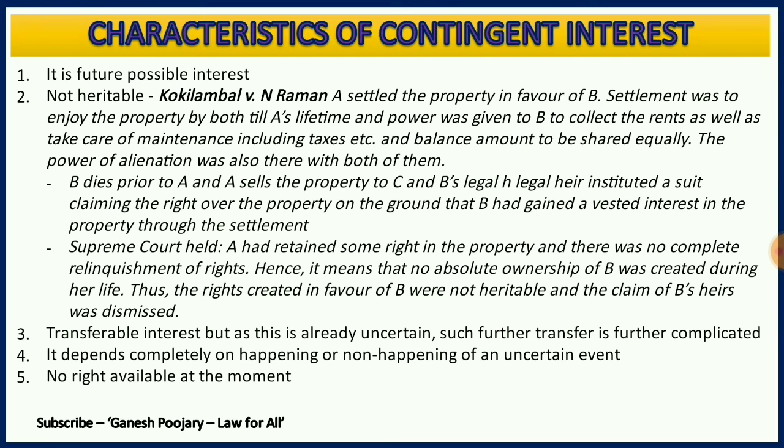Now if A had died earlier, then there would have been no issues. But what happened here? B dies prior to A and A sells the property to C, and B's legal heirs instituted a suit claiming a right over the property on the ground that B had gained a vested interest in the property through the settlement. However, the Supreme Court held that A had retained some right in the property and there was no complete relinquishment of right. Hence, it means that no absolute ownership of B was created during her life. Thus, the rights created in favor of B were not heritable and the claim of B's heirs was dismissed.